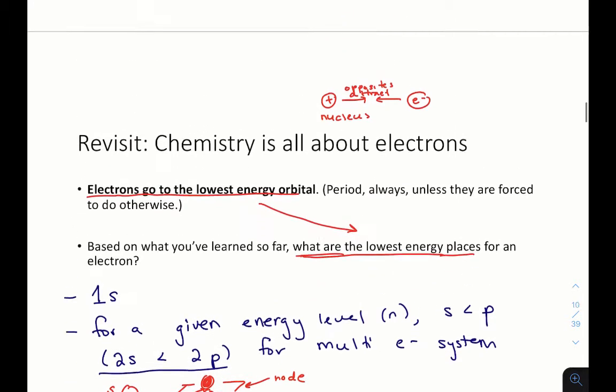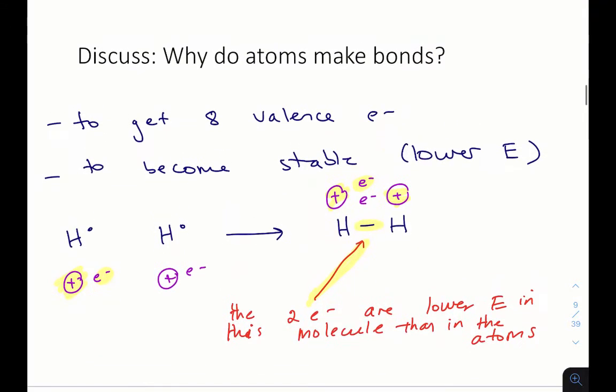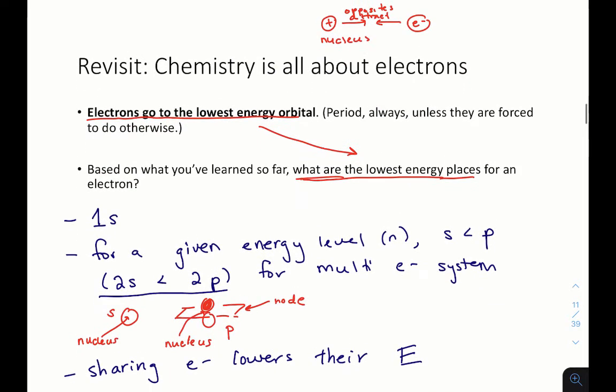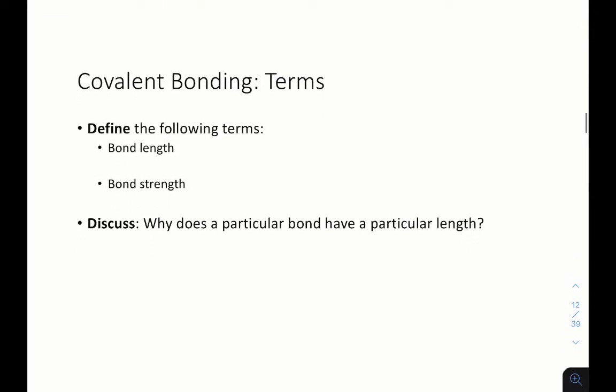Finally, we've seen that sharing electrons lowers their energy. We saw in the hydrogen molecule, the electrons were lower energy than in the atom because they experienced two nuclei rather than one. So sharing electrons also lowers their energy. Let's think about those bonding electrons a little bit more.